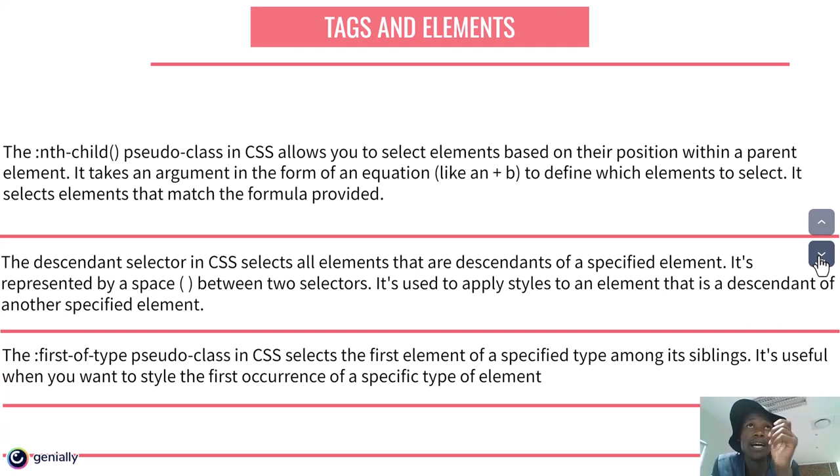Let me just go through that again. The descendant selector in CSS selects all the elements that are descendants of a specified element. It's represented by a space between two selectors. It's used to apply styles to an element that is a descendant of another specified element.